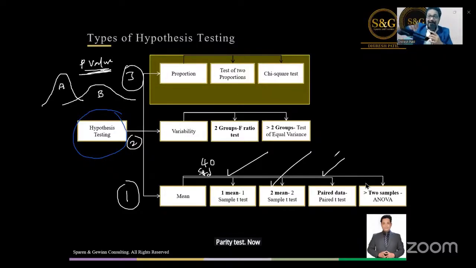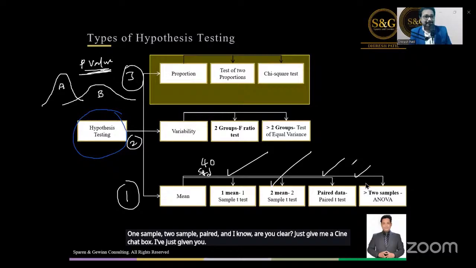Now there is a third wicketkeeper batsman, let's say Sanju Samson. Now I have KL Rahul, Rishabh Pant and Sanju Samson. Who do I select? I will go for ANOVA. Are you clear with this? Because I'm collecting the averages. One sample, two sample, paired and ANOVA. Are you clear? Just give me yes in the chat box. I've just given you a very simple example.